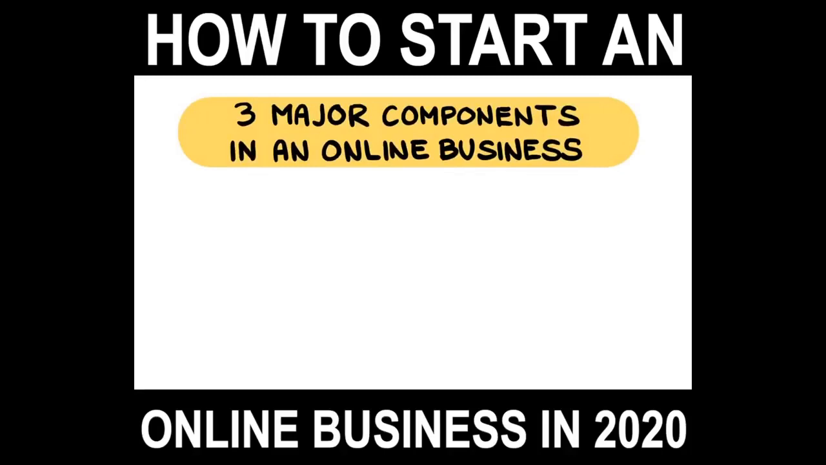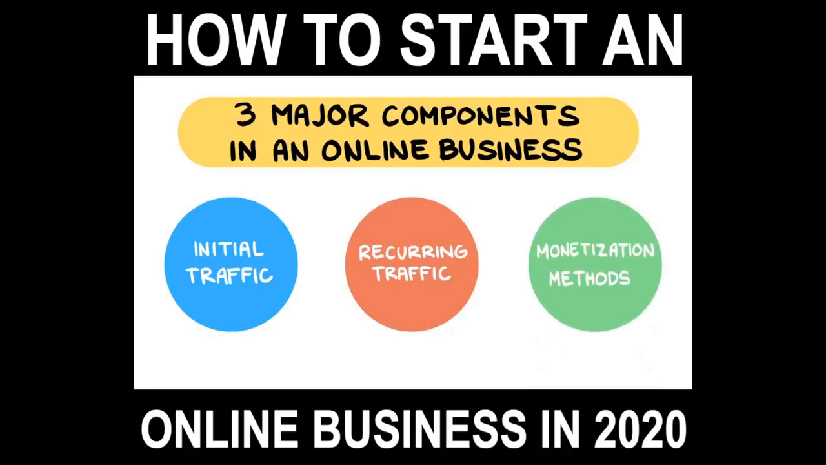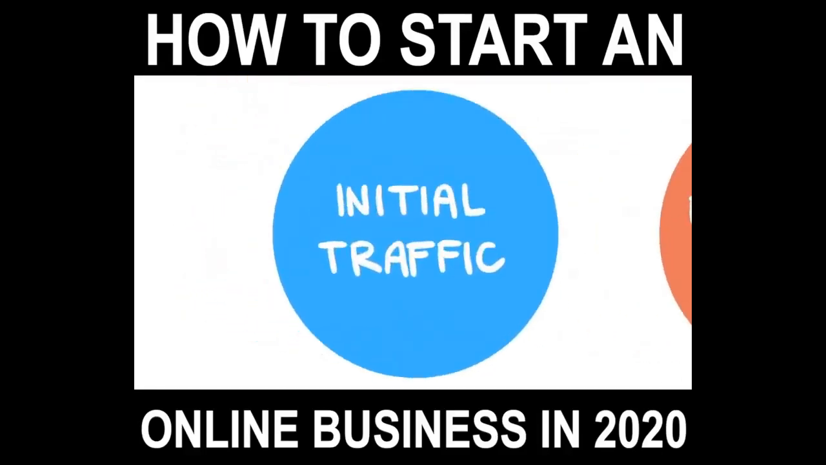Now, there are three major components to every online business. They are as follows: initial traffic, recurring traffic, and monetization method.